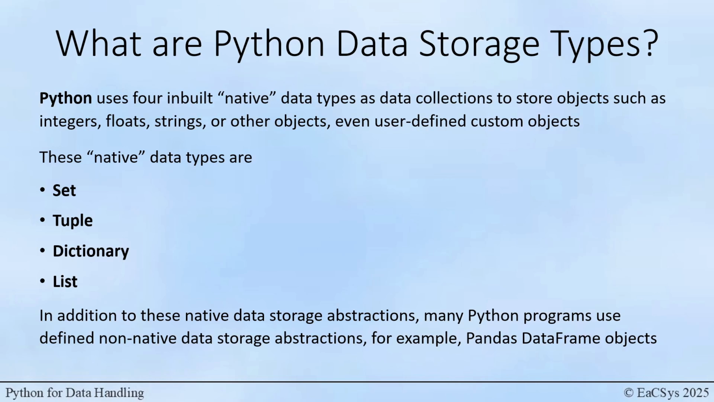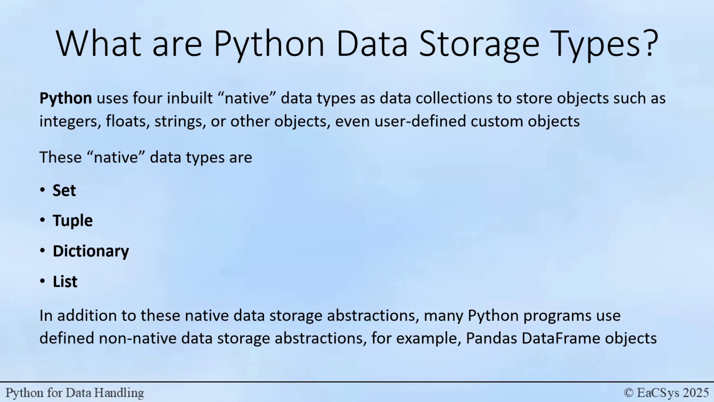So, what are Python data storage abstractions? Python uses native data collection data types to store objects such as integers, floats, strings, or other custom-defined objects. These defined objects can be files, images, or any Python native user-defined or program-defined objects. And when we say that data storage abstractions are native to Python, we mean that they belong to or are a part of the Python programming language and coded into Python itself.